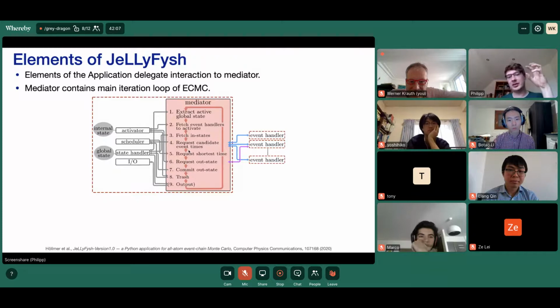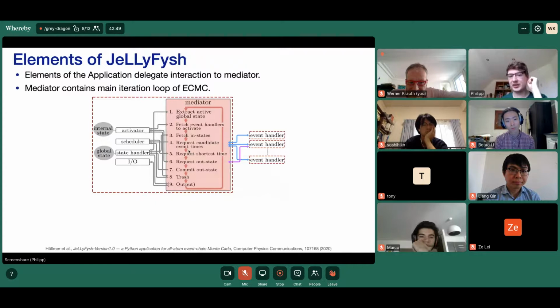Then in the second step, it gets the event handlers which need to compute new candidate event times. The third step then gets the corresponding instates for these event handlers. These instates are then handed to the event handlers, and the event handlers can then compute their candidate event times, and these are requested by the mediator in step 4. In step 5, some other element determines the shortest of these candidate event times. And in step 6, the mediator can use the shortest event time to go to the corresponding event handler and get the corresponding outstate.